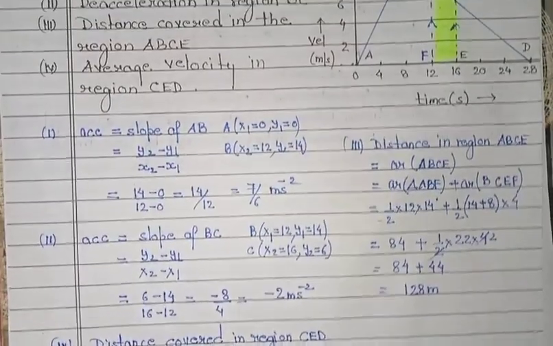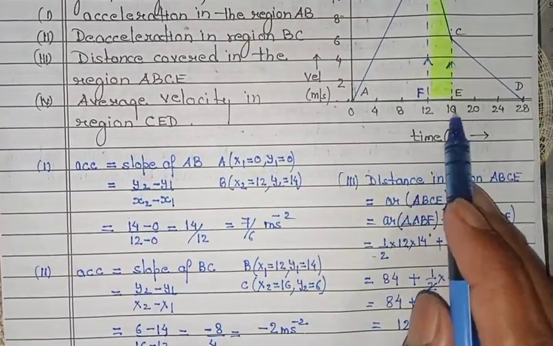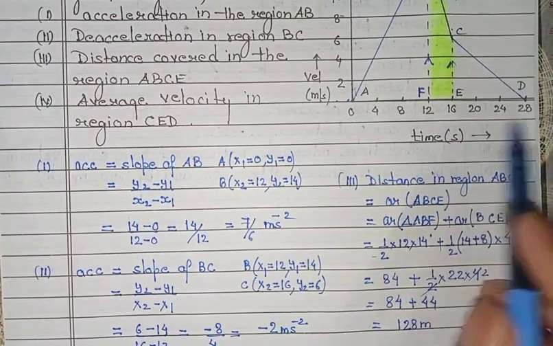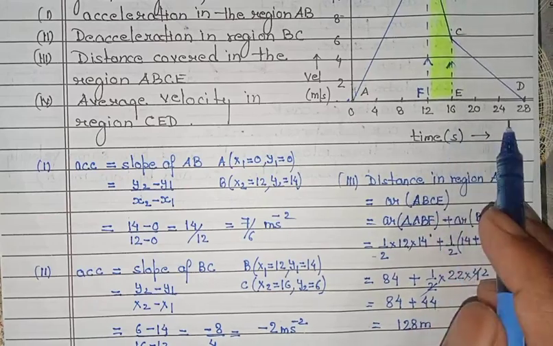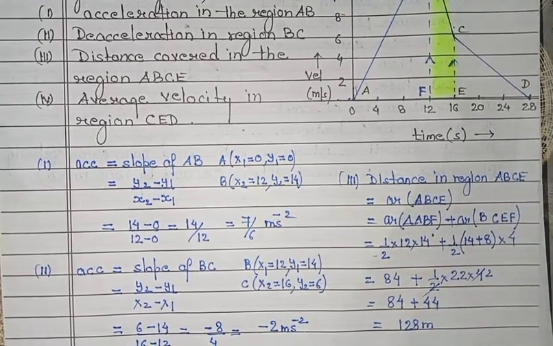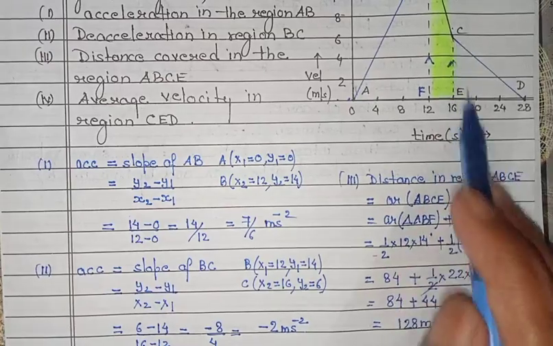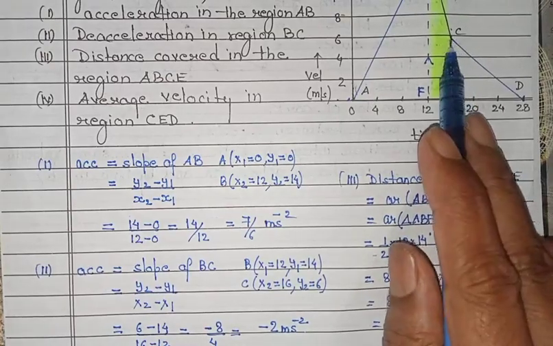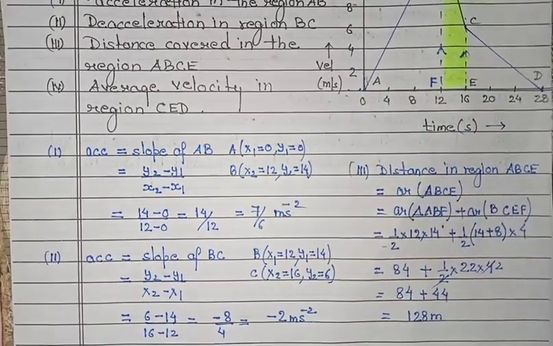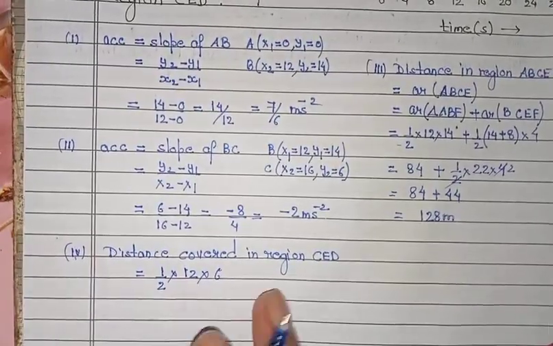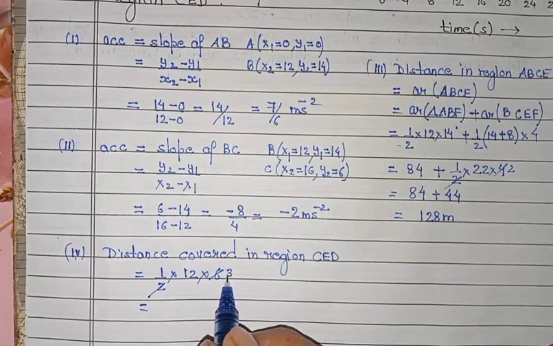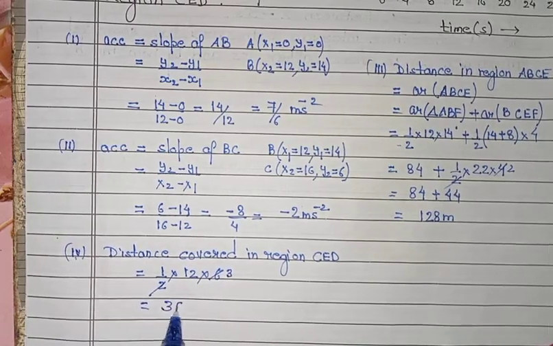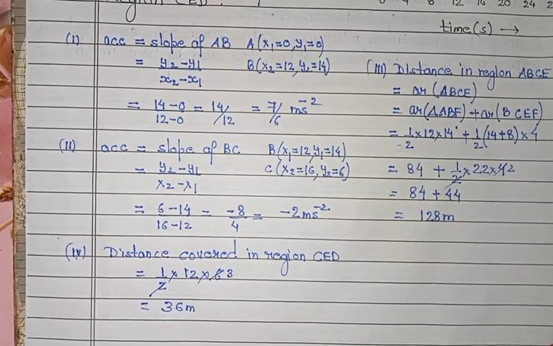Now for the region CED, you see here the base is from 16 to 28. If you subtract it, you will get base as 12. Then CE, this is the height. As you can see, height is 6, so into 6. So this will give you the distance covered in the region CED. So the distance covered in the region is 36 meter.